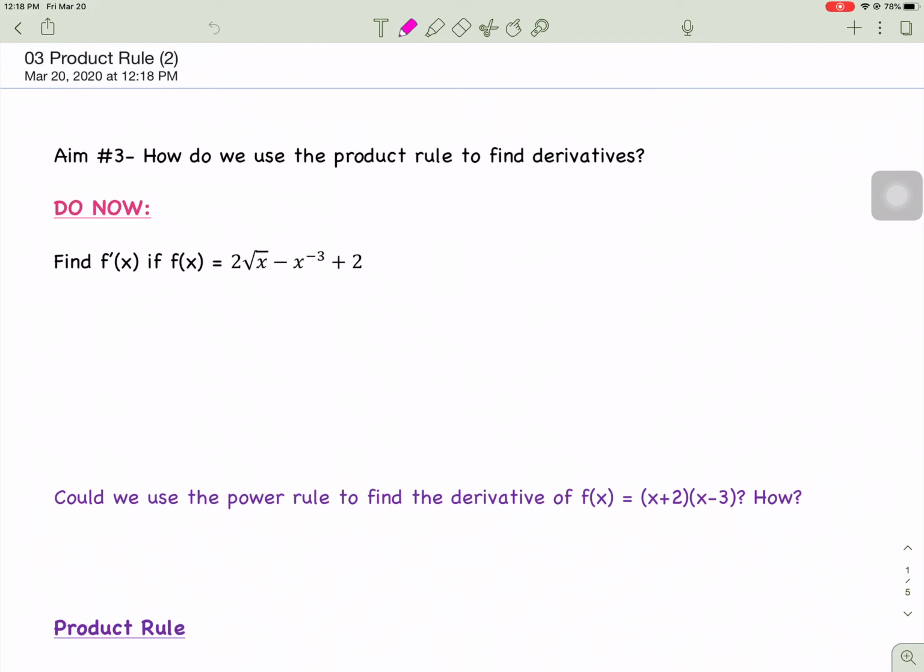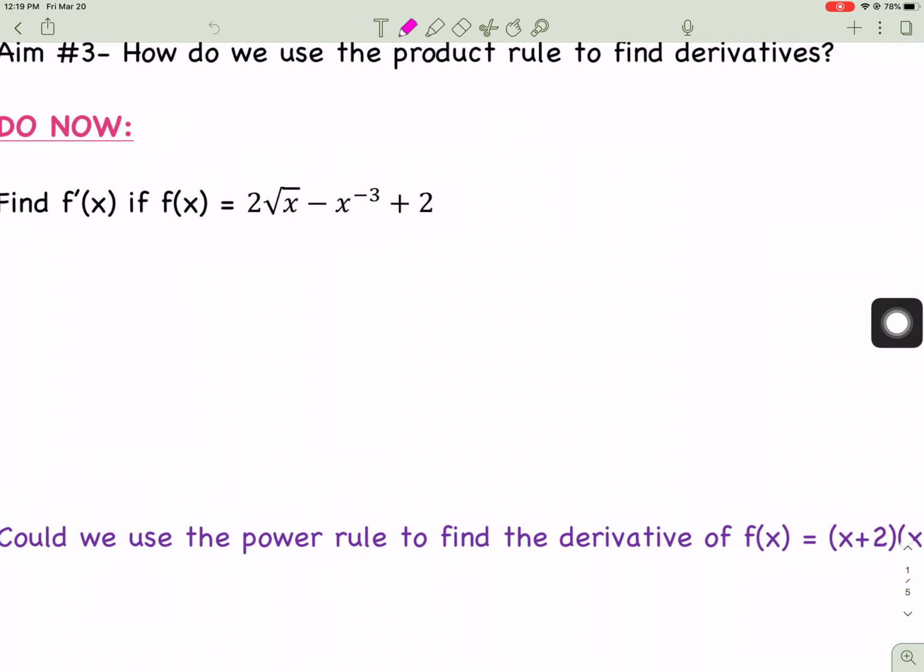Right, so I just spoke to a bunch of you on the video chat, and this is going to be our next lesson, which is actually our first new lesson since we started this. So this is called the product rule. So it's how do we use the product rule to find derivatives, okay? We have a little do now here, a little warm up from the last lesson.